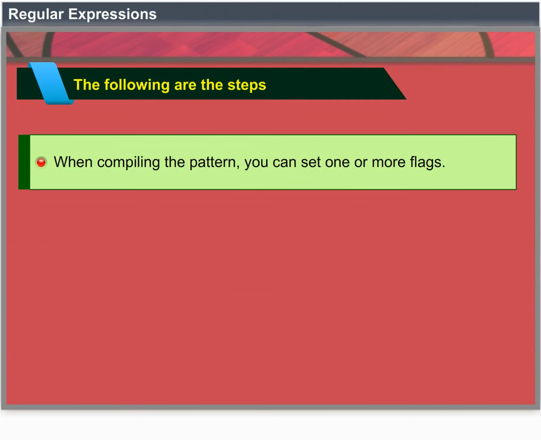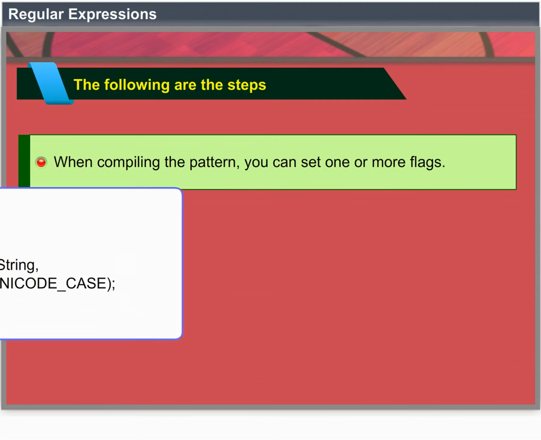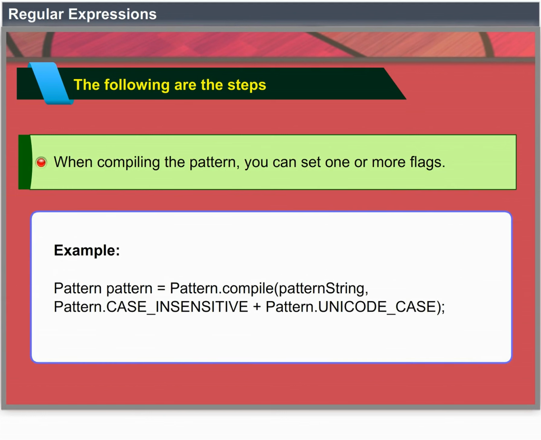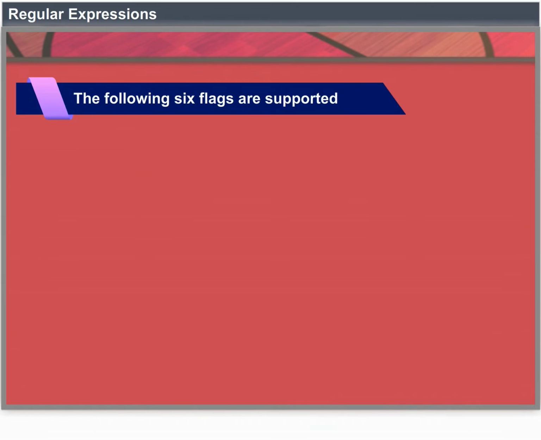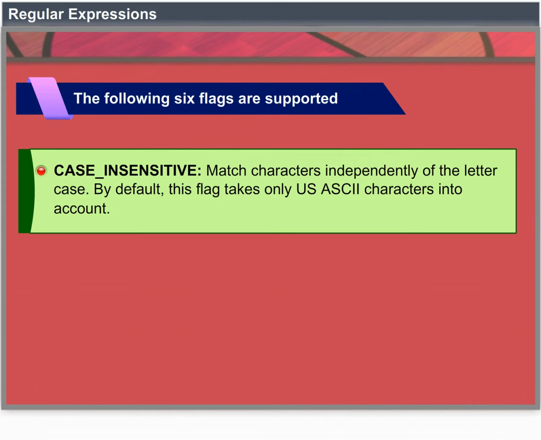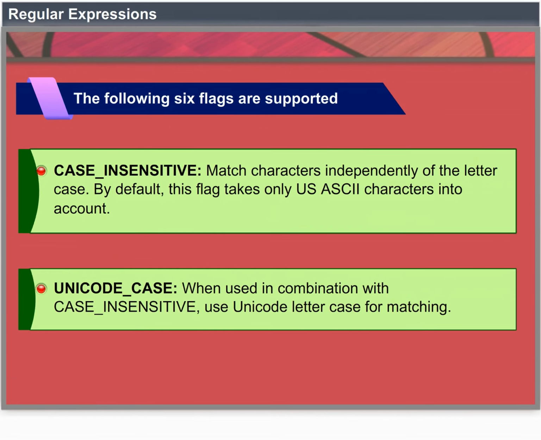When compiling the pattern, you can set one or more flags. Example, Pattern pattern = Pattern.compile(patternString, Pattern.CASE_INSENSITIVE + Pattern.UNICODE_CASE). The following 6 flags are supported. CASE_INSENSITIVE: match characters independently of the letter case. By default, this flag takes only US ASCII characters into account. UNICODE_CASE: when used in combination with CASE_INSENSITIVE, use Unicode letter case for matching.